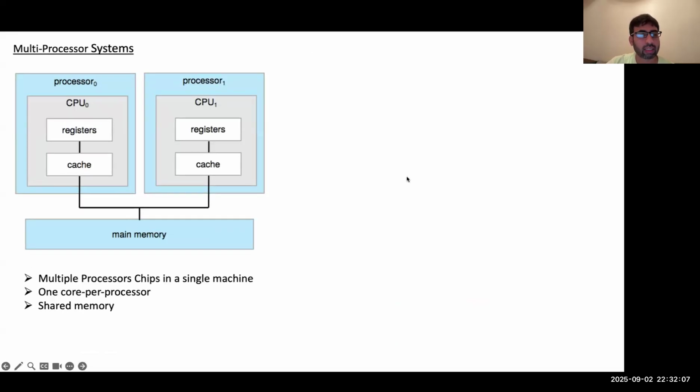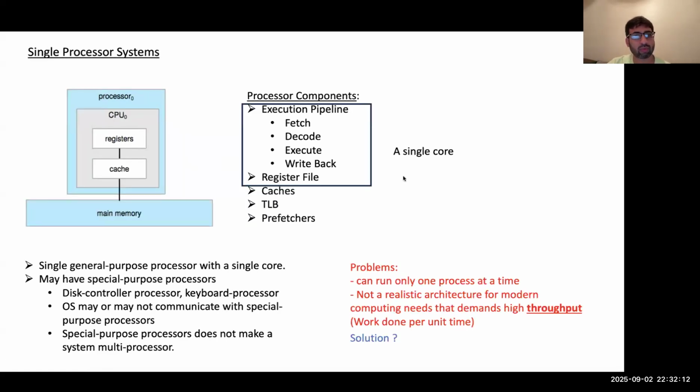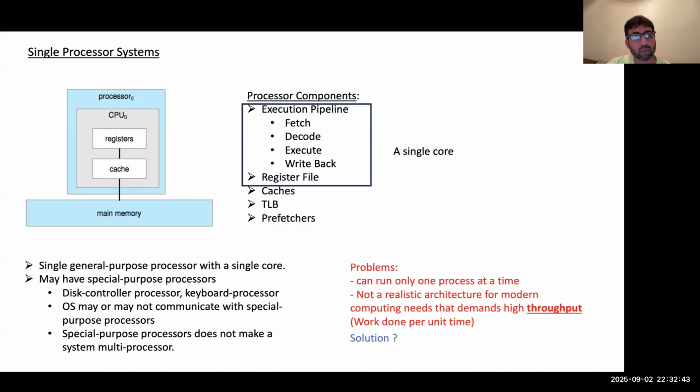If no, then first we had a look at the single processor system, where we have a single processor chip containing a single CPU with a single core, right? And the core we said is the collection of components, including the execution pipeline and register files, right? But the issue with this kind of system is that since we have a single core, we can run only a single process, a single program, at a time, which means it has very low throughput. So we want to increase the throughput.